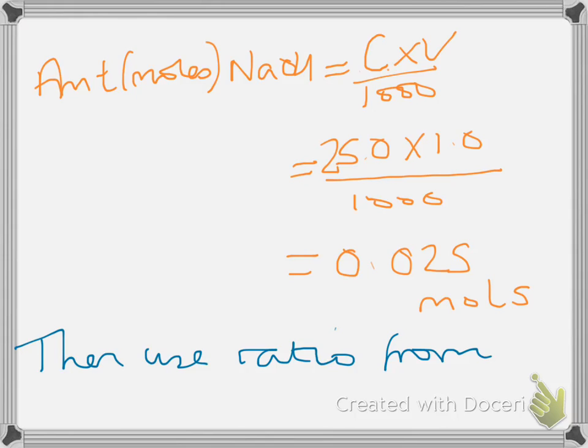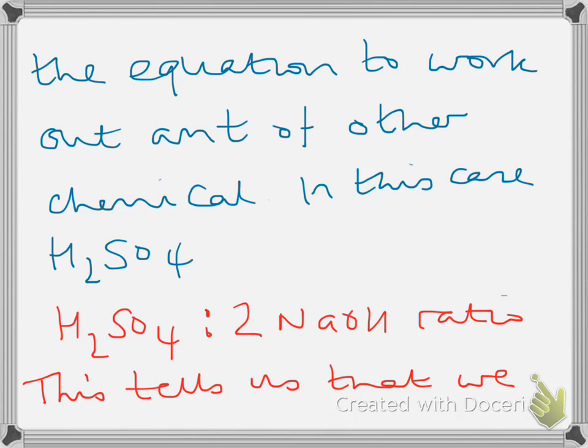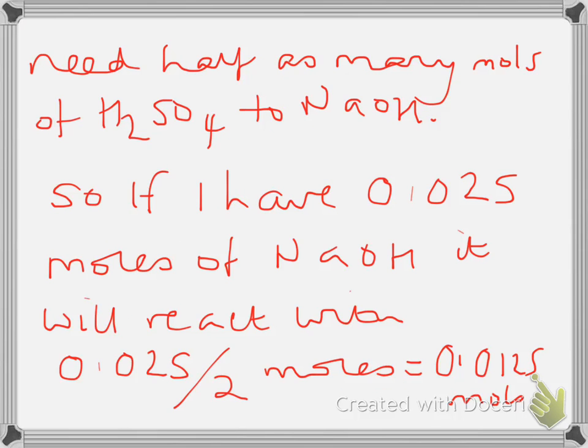Obviously then in this case the amount in moles of sodium hydroxide is C times V over 1,000. So that's 25.00 times 1.0 divided by 1,000, which is 0.025 moles. We can use the ratio from the equation to work out the amount of the other chemical, which in this case is sulfuric acid. So we already know that 1 mole of sulfuric acid would react with 2 moles of sodium hydroxide, so we say it's a 1:2 ratio. This tells us that we need half as many moles of the H2SO4 as the NaOH.